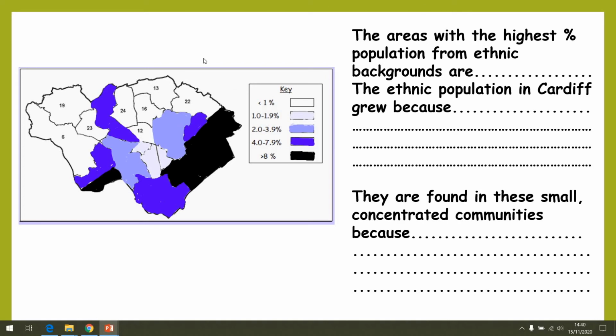So pause the video here a moment, make sure this map is titled using the title from the previous page, coloured, and copy and complete these sentences. Re-listen to what I've just said if you need to.